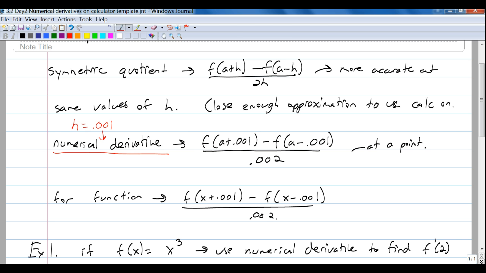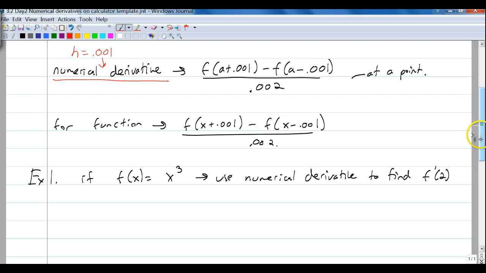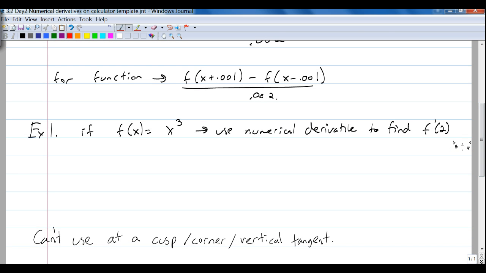So this is what they use, and I'm going to show you, if you calculate it by hand, how close this gets to a derivative. If this is the function f of x equals x cubed, I want to use the numerical derivative to find f prime of 2. So I want to know what the calculator would say. The numerical derivative would equal, and the reason we keep saying numerical is because we're using 0.001 for h.